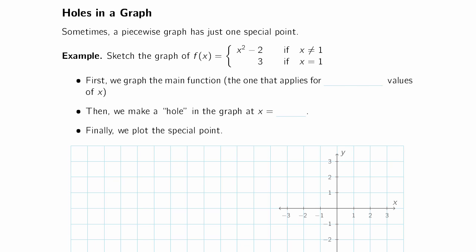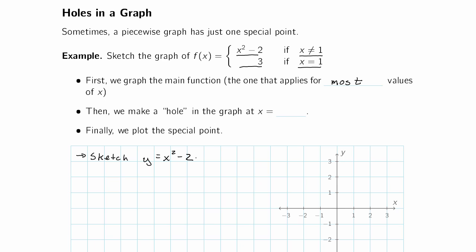When we have a piecewise function like this, where our function has one definition for almost all values of x, and another definition for one or a few specified values of x, the first thing we do is to graph the main function, the one that applies for most values of x. So ignore those weird points for the moment, and just sketch the graph of x squared minus 2.